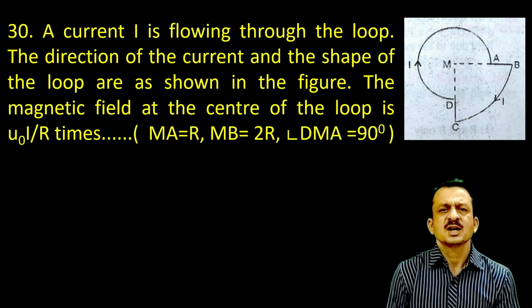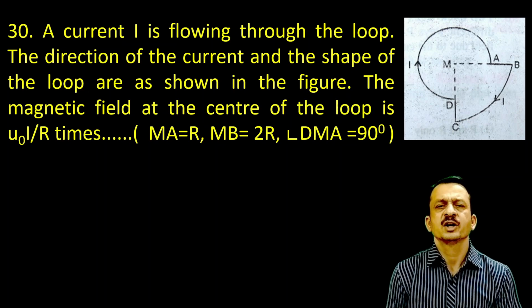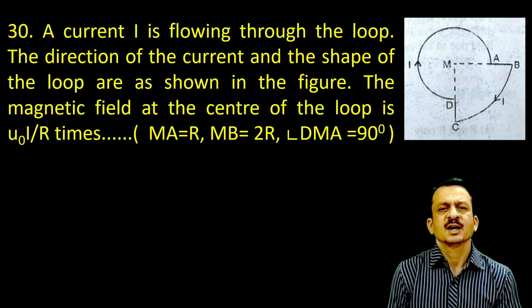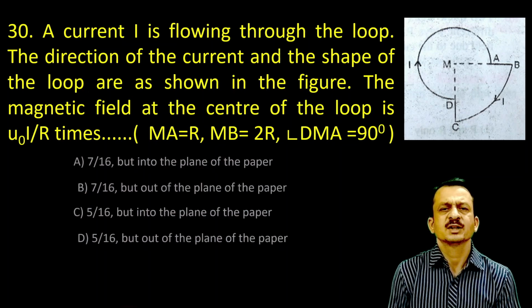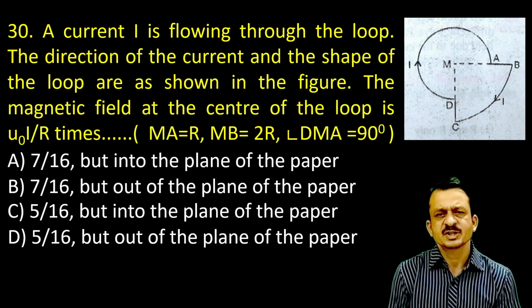The straight parts are along the line joining the current element to the point O, and hence these straight parts will not contribute to the magnetic field because the angle is 0, sin 0 is 0. Clear? Only the circular parts are going to contribute to the magnetic field at the point M. Now look at the options. A is 7 by 16 into the plane of the paper, B is 7 by 16 out of the plane of the paper, C is 5 by 16 into the plane of the paper, and D is 5 by 16 out of the plane of the paper.